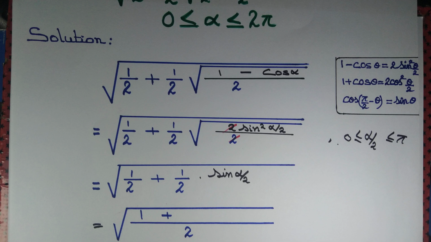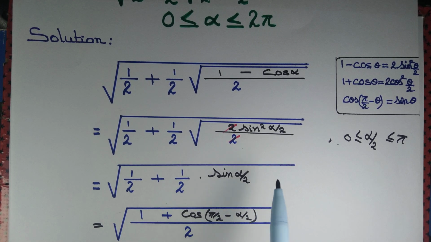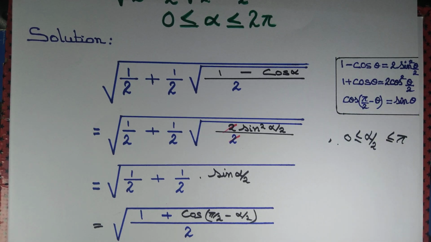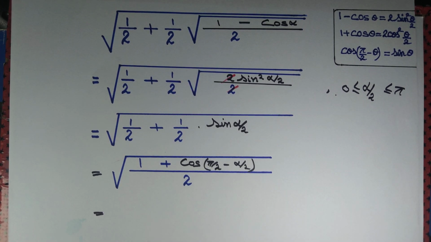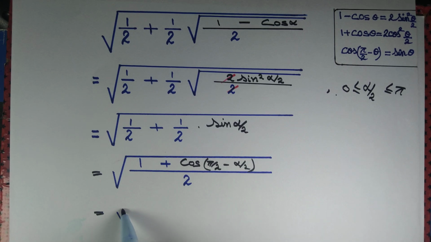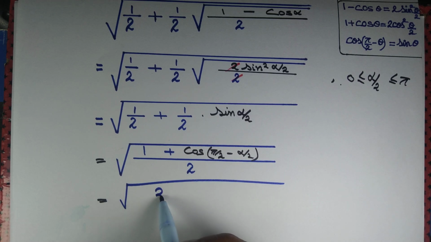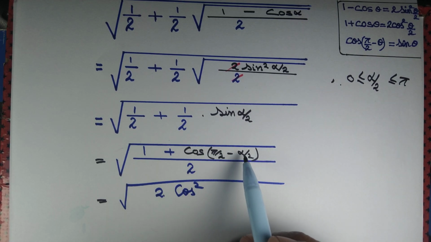So instead of sin alpha by 2, we can write cos 90 degree, that's pi by 2 radian, minus alpha by 2. Well done. Now we can apply the formula 1 plus cos theta equal to 2 cos square theta by 2. Let's do it. So this expression is equal to square root as it is. 1 plus cos theta is 2 cos square theta by 2. Your theta being pi by 2 minus alpha by 2.